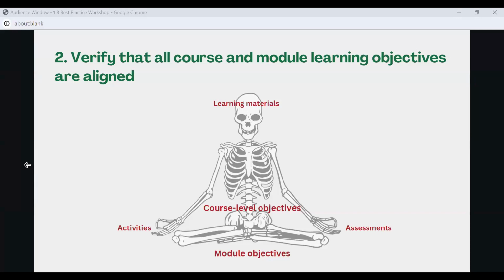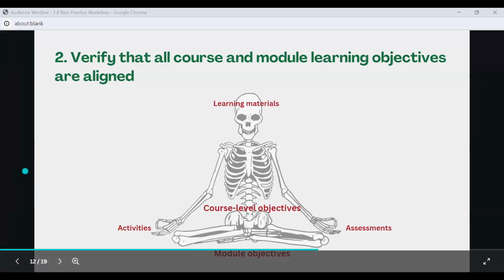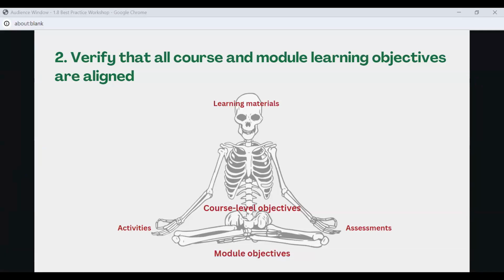Oh, thanks, Catherine. I think of alignment as a spine, right? I think of things just being so in alignment. I'm a visual thinker, so I try to put things into visual form when I'm imagining them or trying to remember them. But again, alignment is going to inform everything you do in the course, from your learning materials, such as the lectures and readings that you assign, to your activities, such as group projects or worksheets, to your assessments, like quizzes and exams.